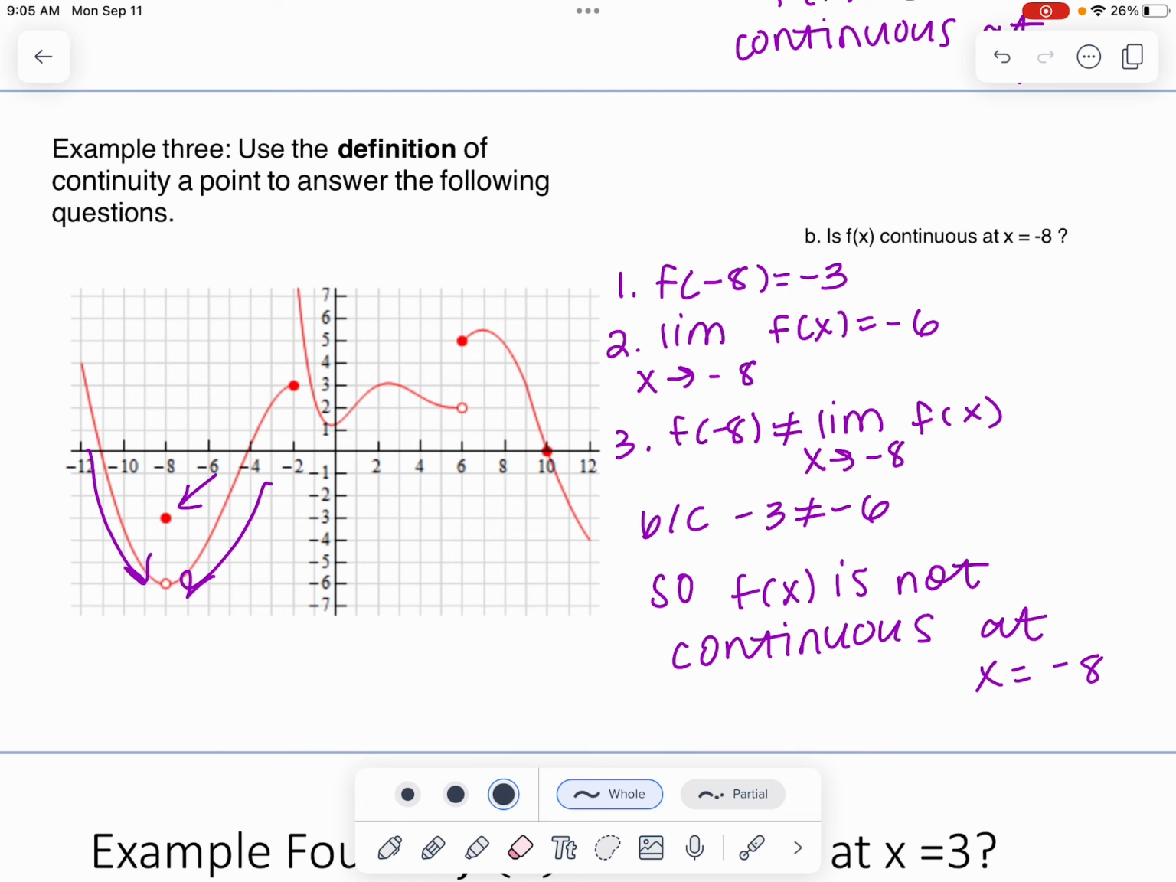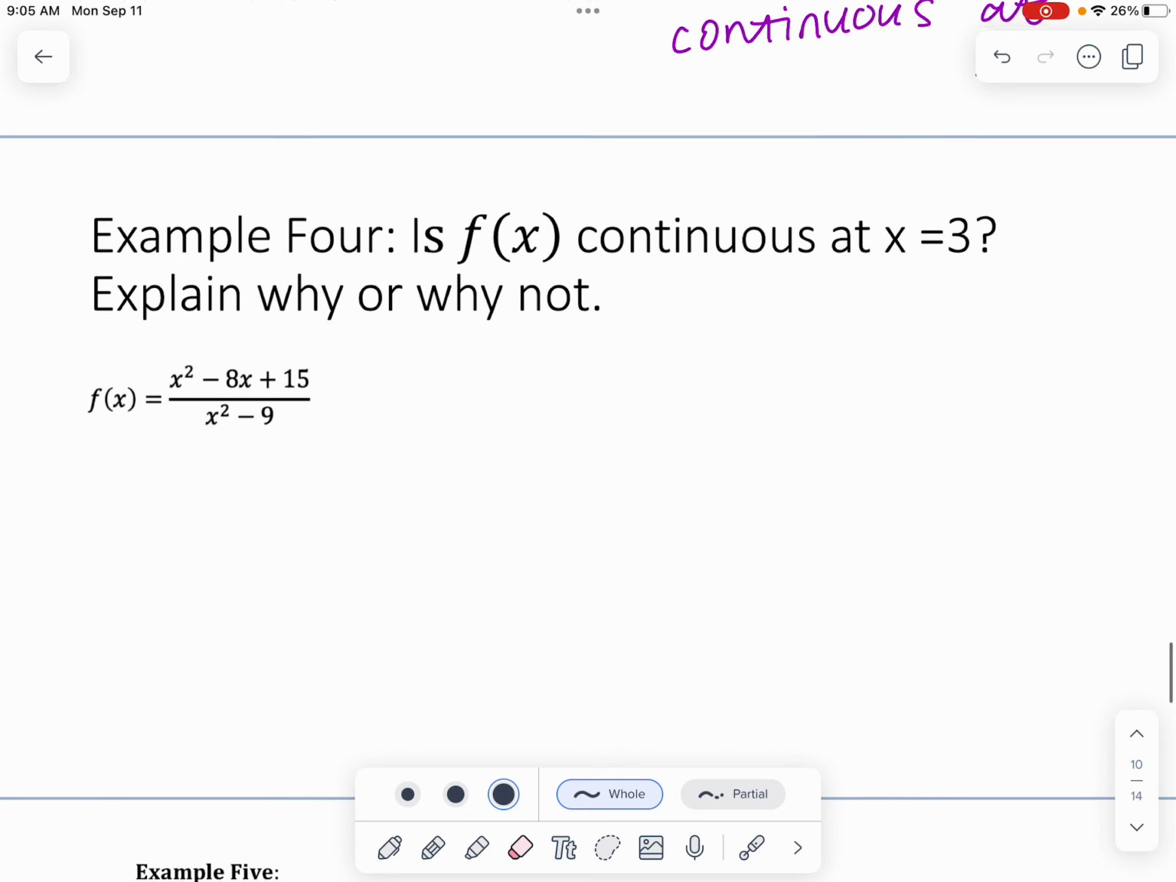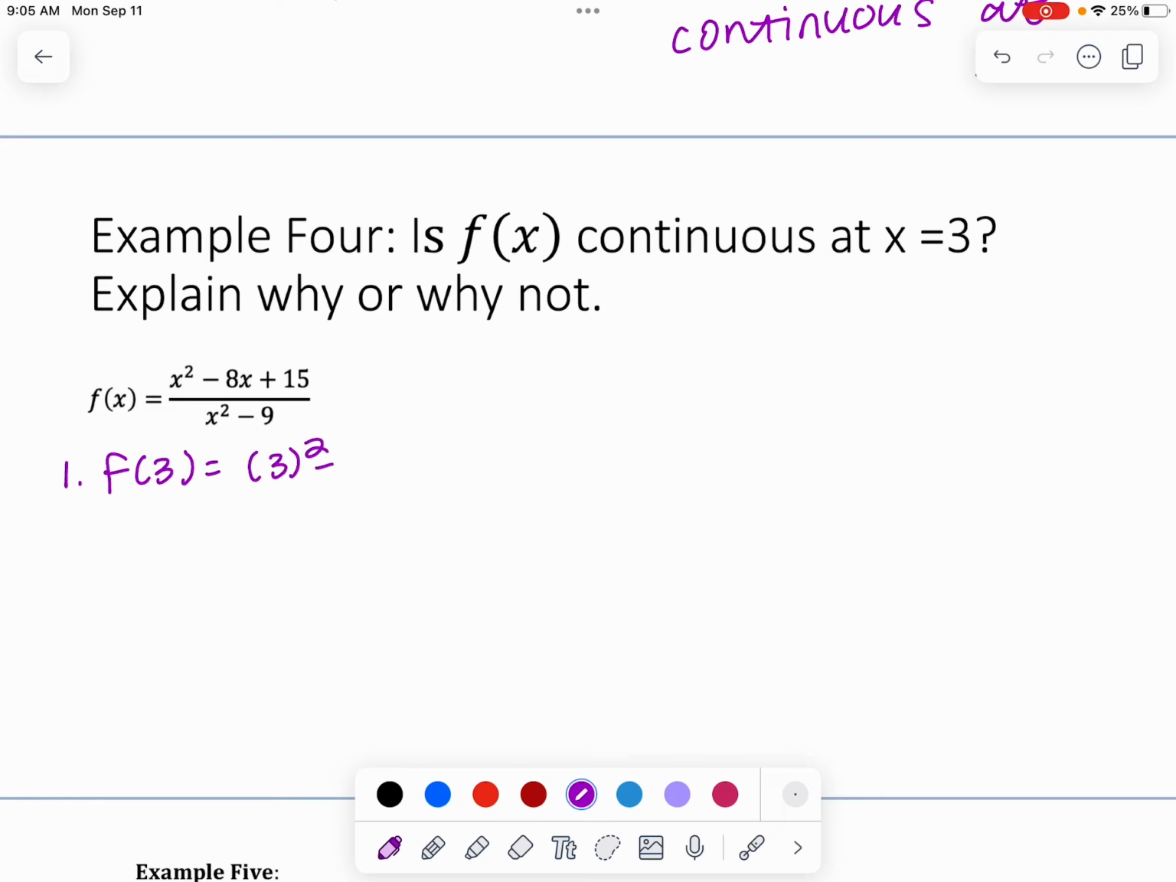So now we will go on to some algebraic representation. Example 4: is f of x continuous at x equals 3? Why or why not? We'll start, and I like to number these just to remember. We'll start by seeing, does f of 3 exist? So I'm just going to plug it in: 3 squared minus 8 times 3 plus 15 over 3 squared minus 9.